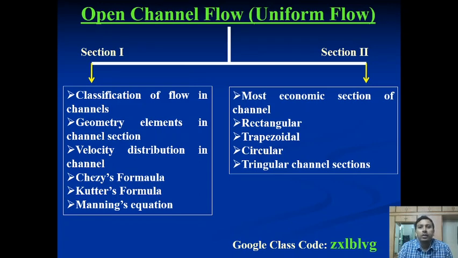As we know, the continuity equation is Q equals area times velocity, right? So here we try to derive the equation for the velocity. And then we refer to Kutter's formula, which is helpful for deriving the values of Chezy's constant C. And the last one, we refer to Manning's equation. So these are the part 1 topics included in uniform flow. And second, we are going to consider the most economic channel sections.